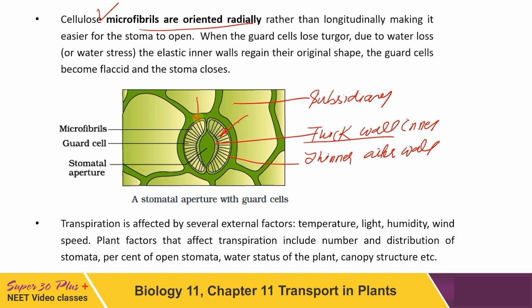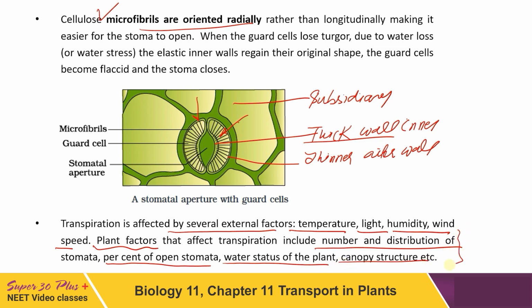Transpiration is affected by several external factors: temperature, light, humidity, wind speed, and certain internal plant factors also affect transpiration. That is the number and distribution of stomata. If the number of stomata is more, and these are on the upper surface, then definitely the rate of transpiration will be more. Other factors are the percent of open stomata, water status of the plant, and canopy structure. These are some internal factors which are going to affect transpiration, right?